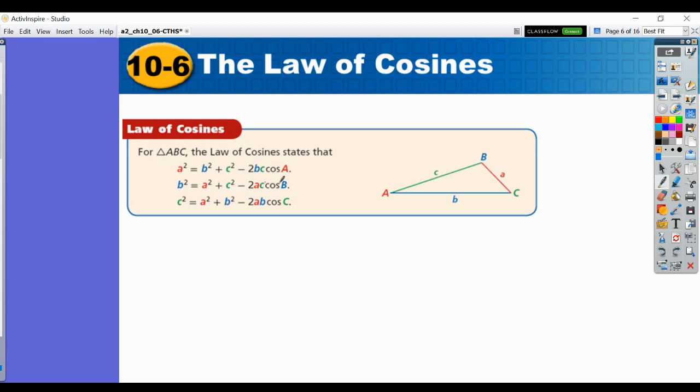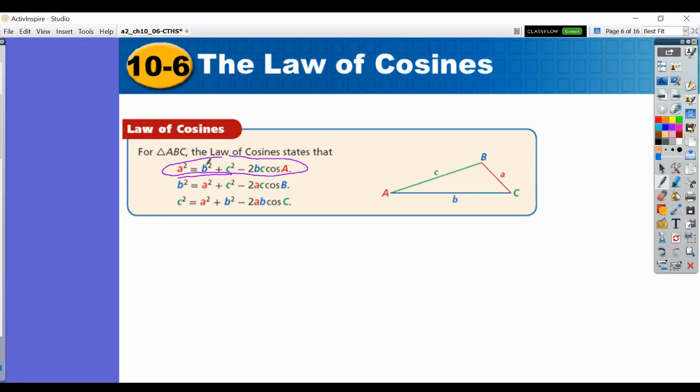Now, the bad news is there's a formula to remember. The good news is this first part right here, a squared equals b squared plus c squared, is just like the Pythagorean theorem. And you can even do c squared equals a squared plus b squared if you look at angle C. You just have to remember this other part, which is bc cosine A.